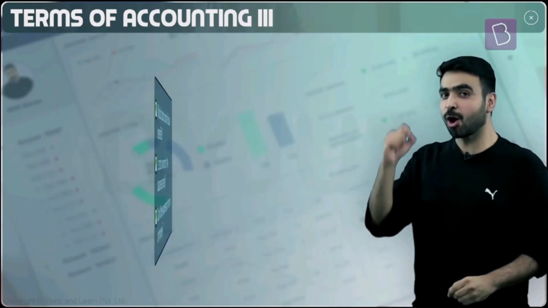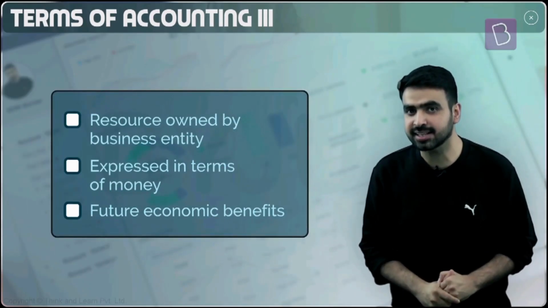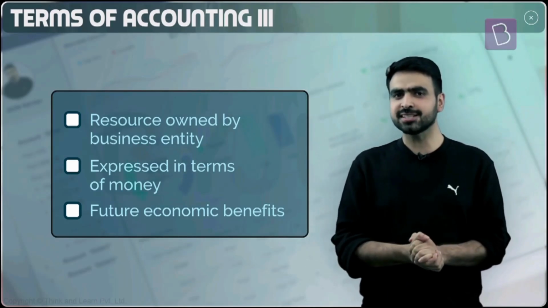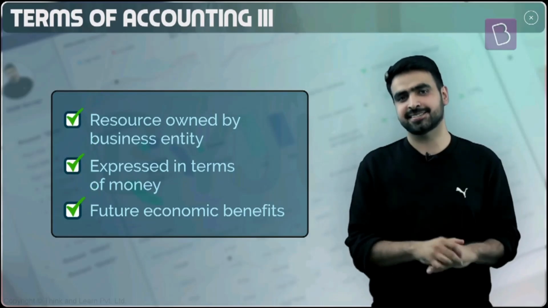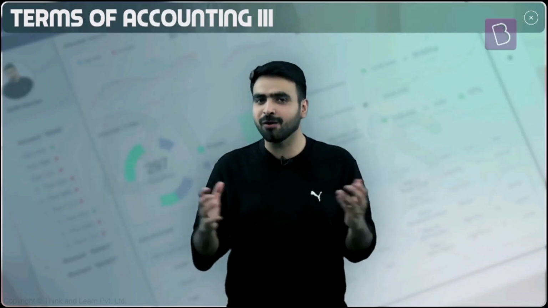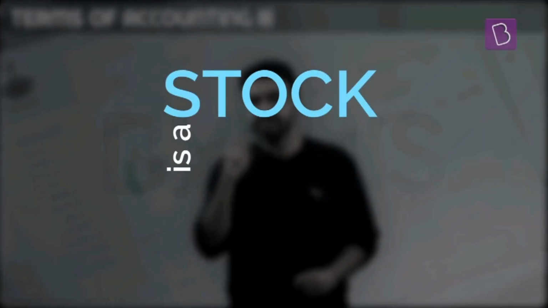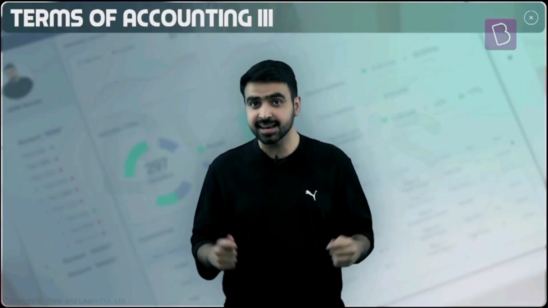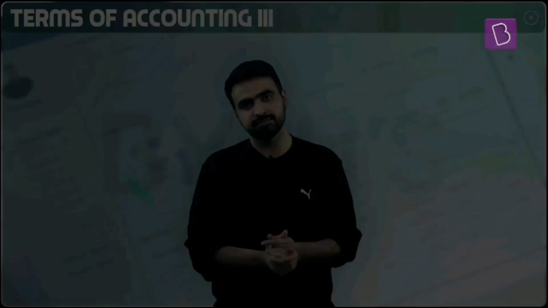Now remember we talked about the assets and the 3 check boxes that need to be ticked? Does stock tick these check boxes? Yes, of course it does. So can we say that stock is a type of asset? Obviously. So stock is a type of asset. So what does Rohit do now? Since he's had a couple of hectic months and he's done well for himself, he goes for a well-deserved vacation.